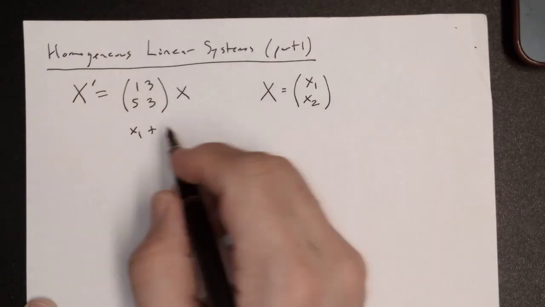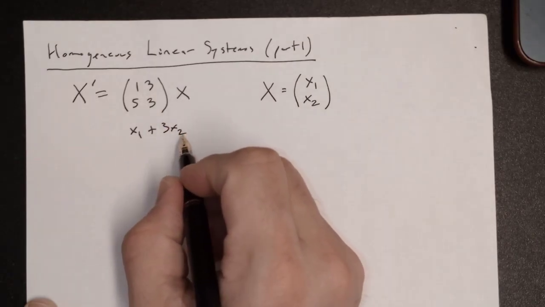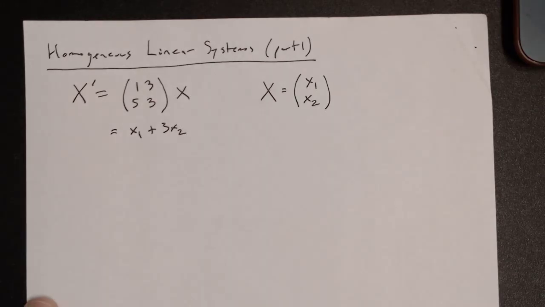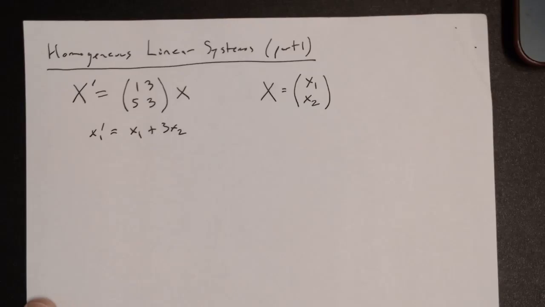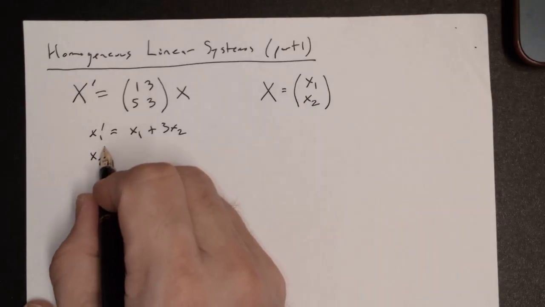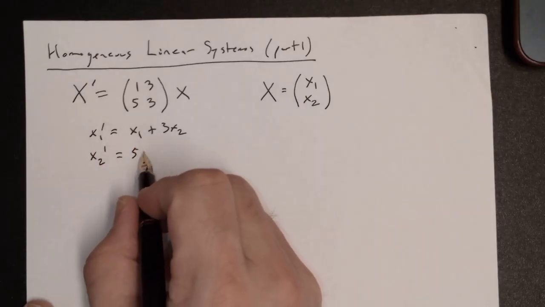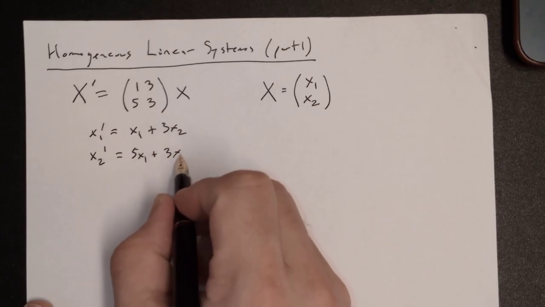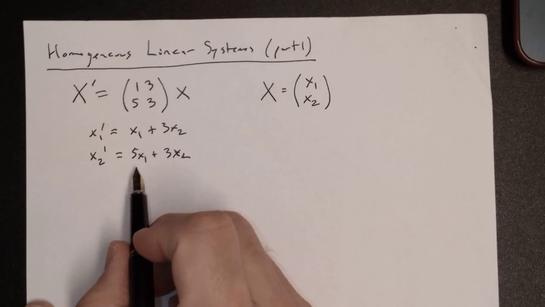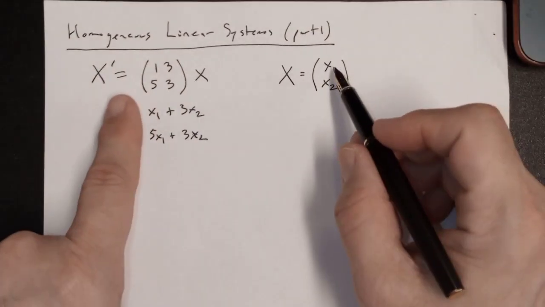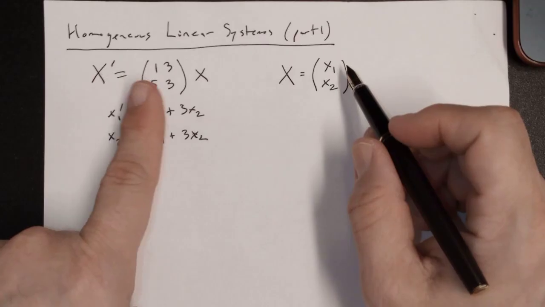It's not minus. It's plus 3x2. And what's that equal to over there? It would be x1 prime. The second equation follows the same setup. 5x1, because it's across the row and down the column.